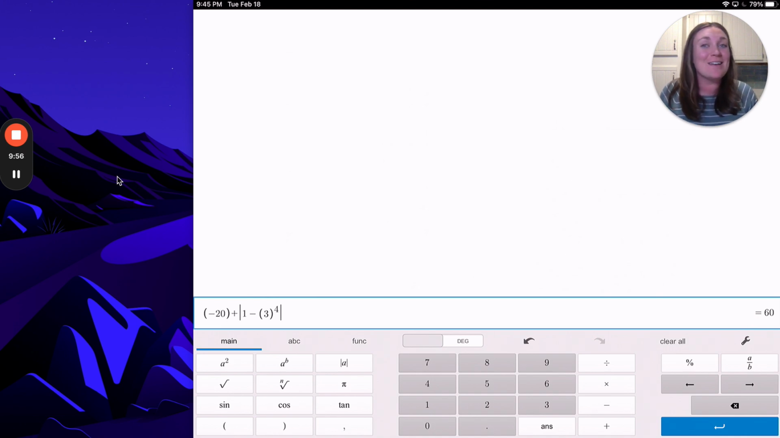All right, so that is how we evaluate algebraic expressions with our order of operations, using our Desmos, whatever tool that your teacher would like you to use.